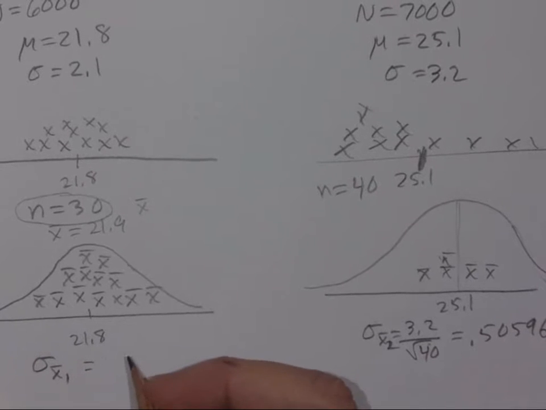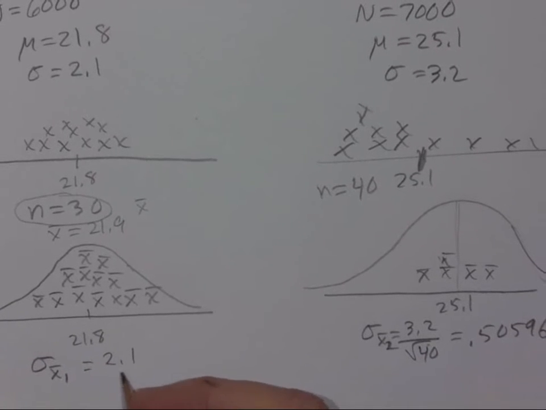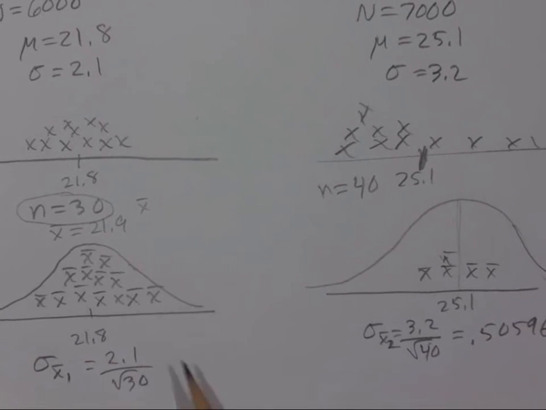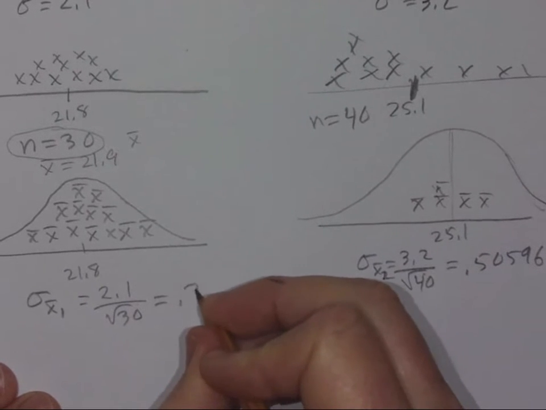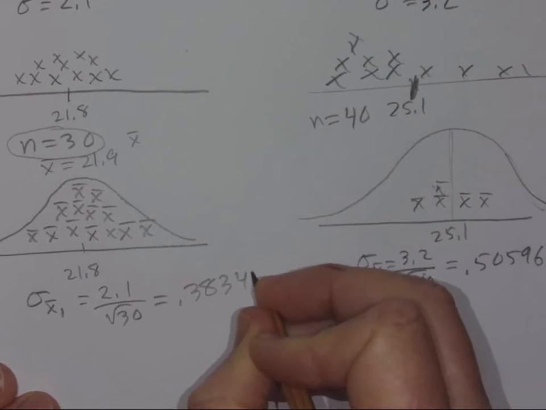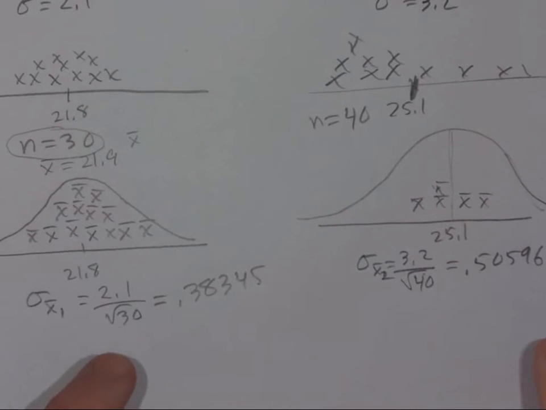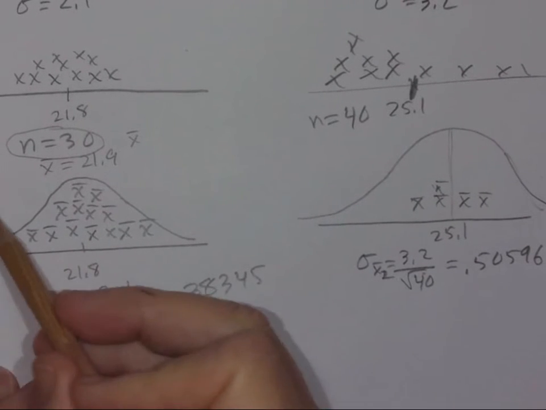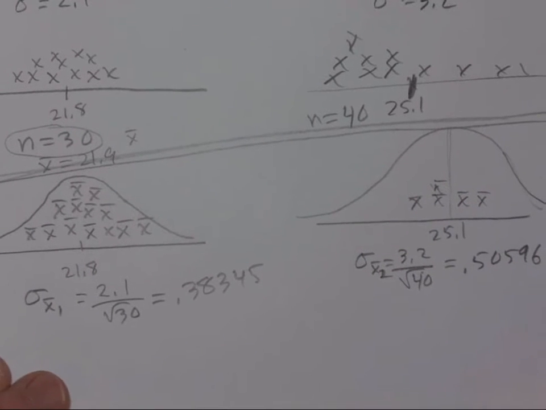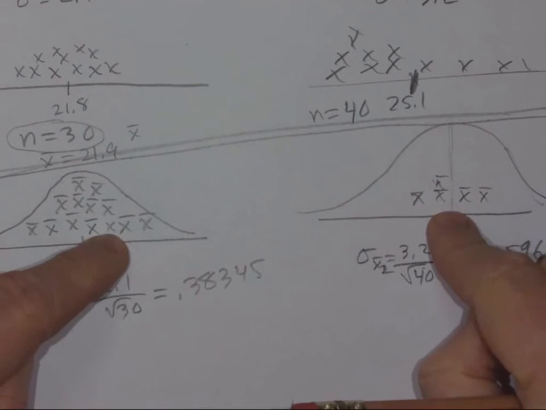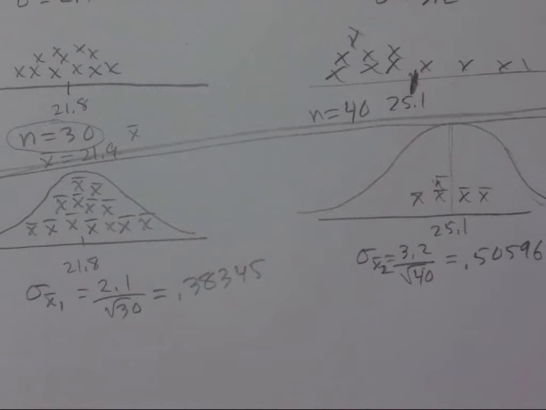And so that is going to be equal to 2.1 over the square root of 30, and as it turns out, that is in fact equal to about 0.38345. And so we've got these two different counties, we've got these two different sampling distributions here. And so what we're going to talk about is we are going to subtract these two things. Talk about what is the sampling distribution of the difference.